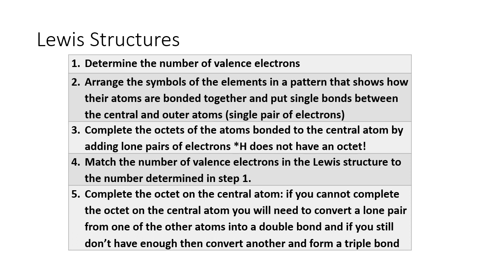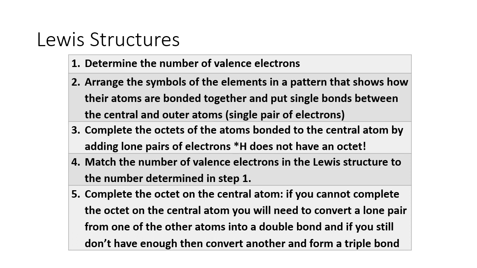Okay, then number 4, we will match the number of valence electrons in the Lewis structure to the number determined in step 1. So if you got to the right number by filling out the outer atom, cool, we've got the right number of electrons. If not, you have to start adding electrons to the central atom.